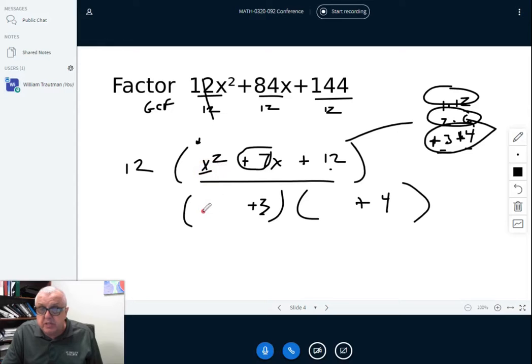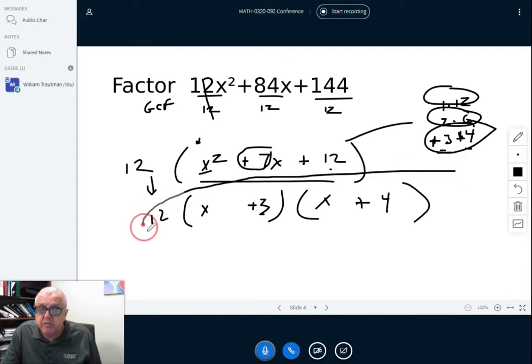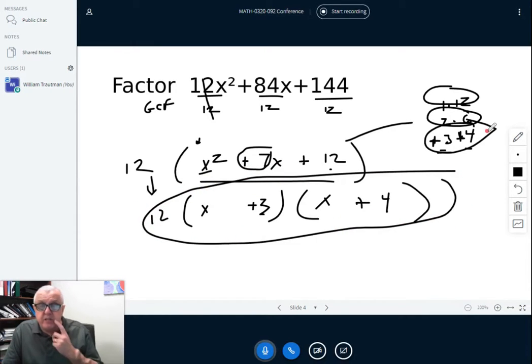And since we're dealing with x squared, we put an x and an x. And don't forget, this 12 is a greatest common factor. It has to go in front. So this is factoring three terms once you factor a GCF, a greatest common factor, out of it.